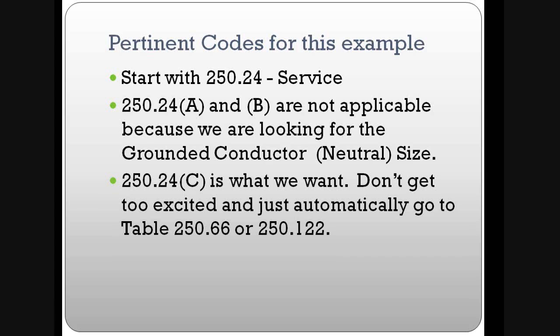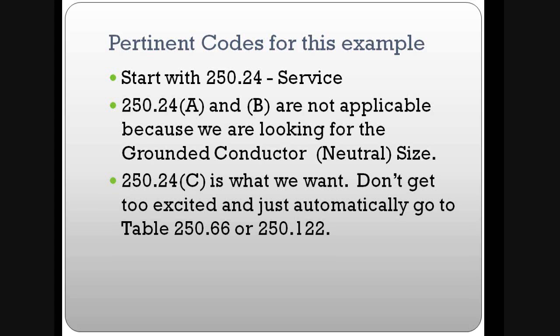Some of the pertinent codes that we need to look for. We're going to start with 250.24 because in this example, it stated that it was a service. As we look at 250.24, under Section A and Section B, we'll see that those really aren't applicable to this one. We're not talking about the connections, nor are we talking about the main bonding jumper. However, when we move to Section C, the grounded conductor is what we are talking about. But don't get too excited, because in C1 it tells us to go to Table 250.66.